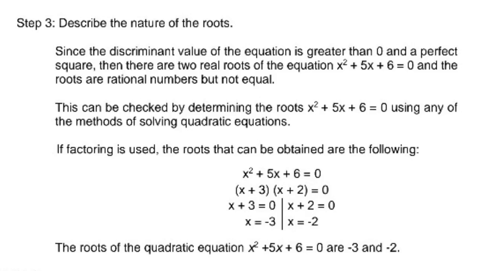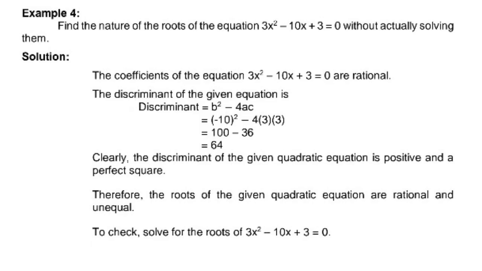Now, if factoring is used, the roots can be obtained as follows. x squared plus 5x plus 6 equals 0. So the factors are (x plus 3) times the quantity (x plus 2). So x here is equal to negative 3 and x is equal to negative 2. So the roots of the quadratic equation x squared plus 5x plus 6 equals 0 are negative 3 and negative 2. So there are two real roots but they are unequal. So that is how example 4 is done.